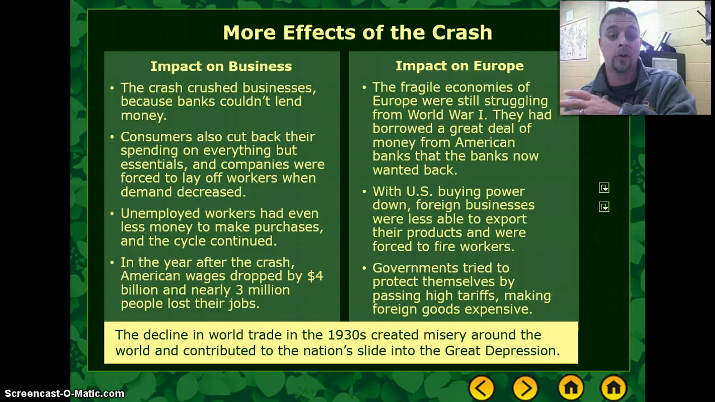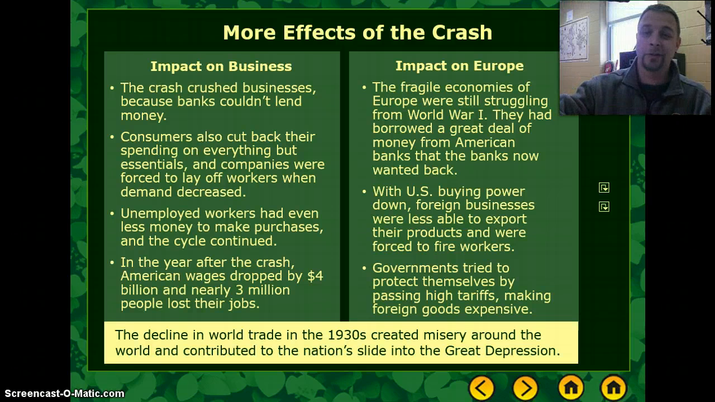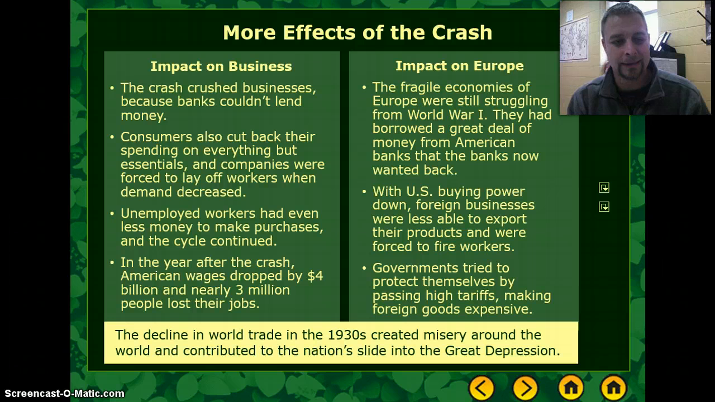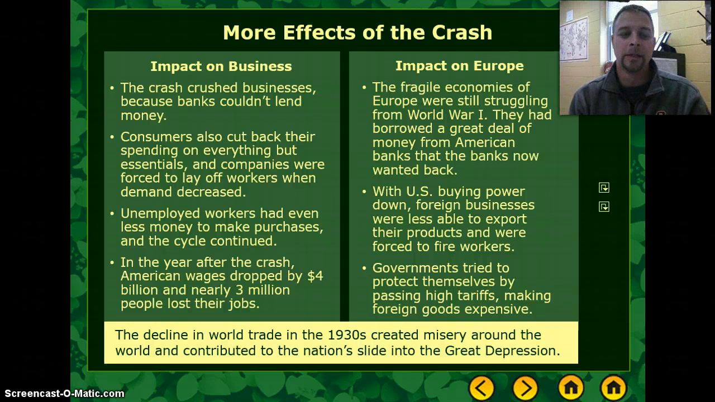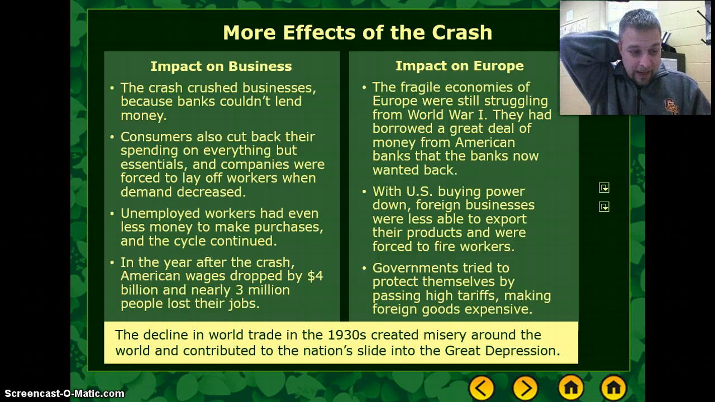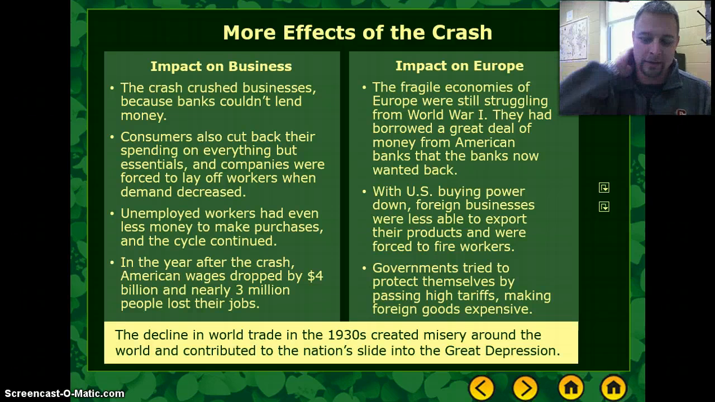The fragile economies of Europe, which were still struggling, had borrowed a lot of money from American banks. And now the banks are calling those governments because they need the money. They're saying, we want our money back. U.S. buying power was down. The United States was kind of driving demand throughout Europe at the time. So exports went down, and governments began to try to protect themselves from foreign competition by passing high tariffs. This makes foreign goods more expensive and basically locks up global trade throughout the entire decade of the 1930s. It makes it harder for the economies to recover. So these governments trying to protect themselves actually make things worse during this time.